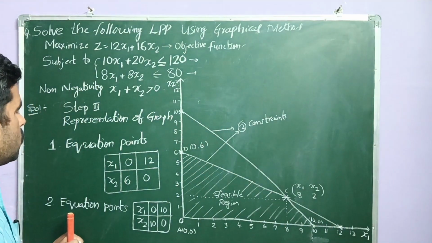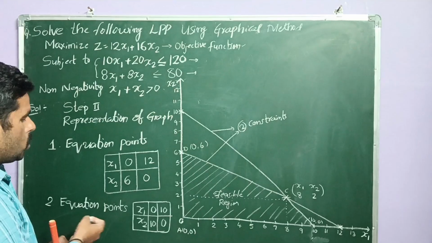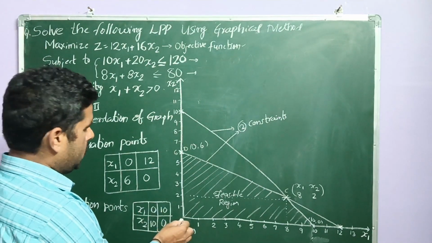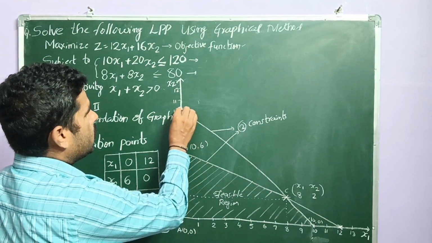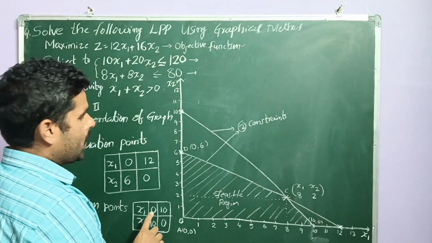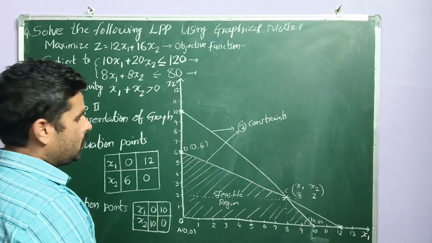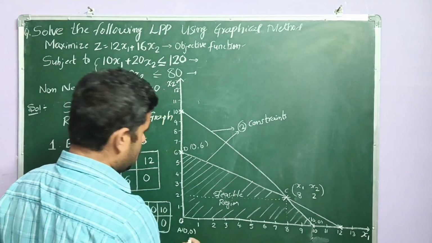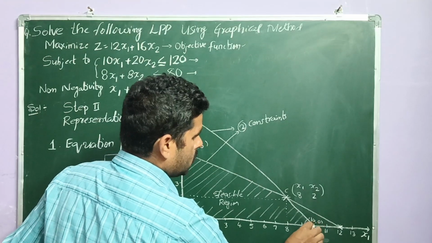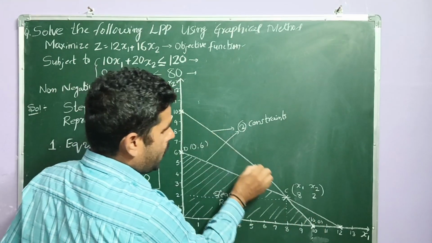After drawing the straight line, go for the equation's 2 points. x1 is 0, x2 is here 10. Then x1 is 10 and x2 is 0. See, x1 is 10 here, x2 is 0. So this is the point. So just draw a straight line.